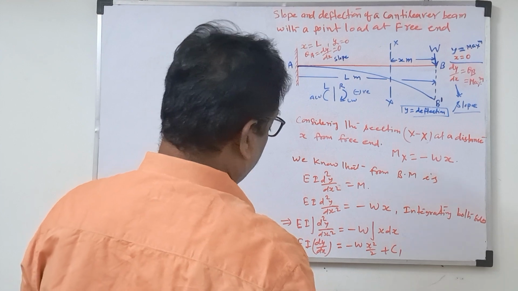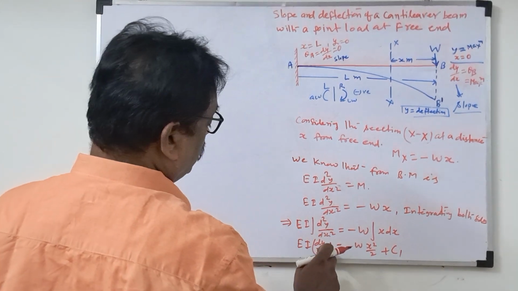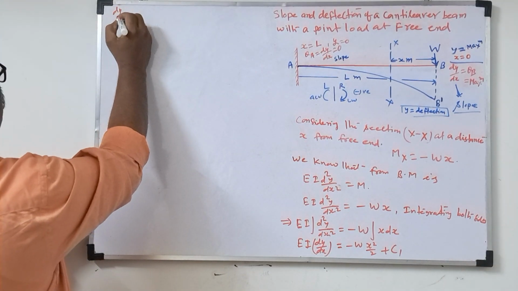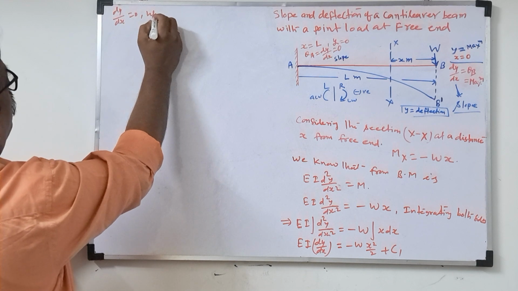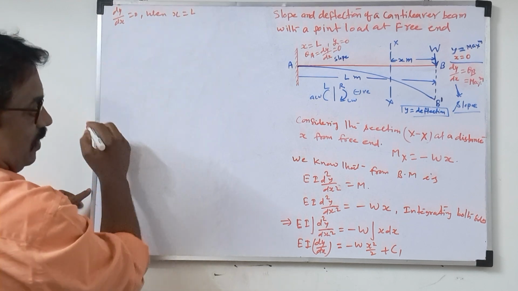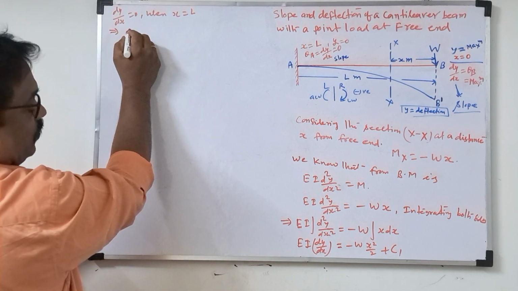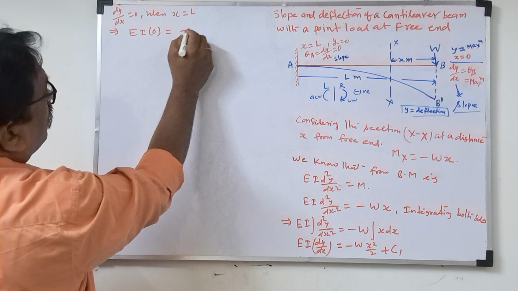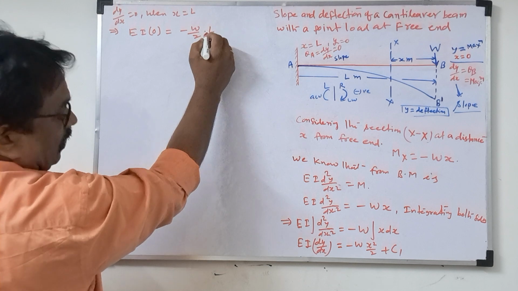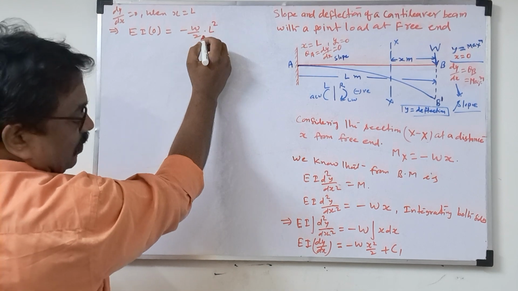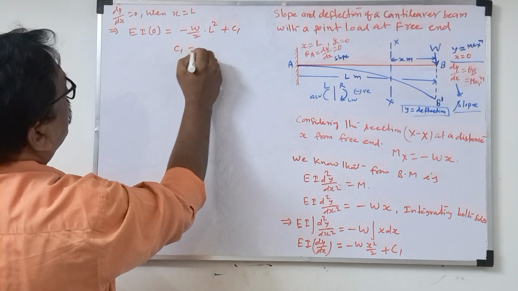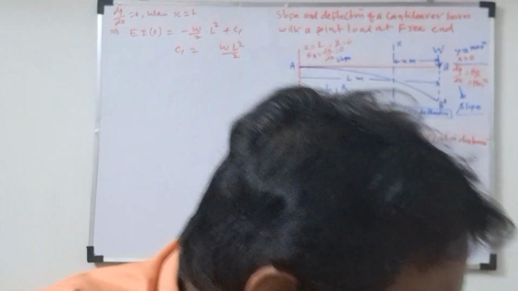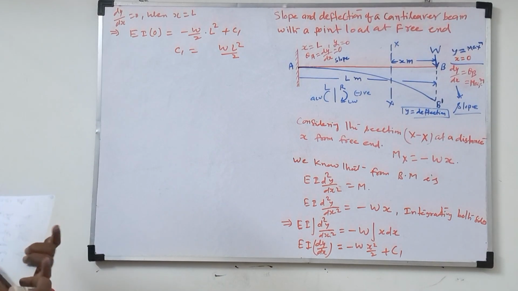So we have to apply the boundary condition. How do we get C1? dy by dx equals 0 when x equals L. Substituting, the equation becomes 0 equals minus W by 2 L square plus C1. So C1 we get as WL square by 2.